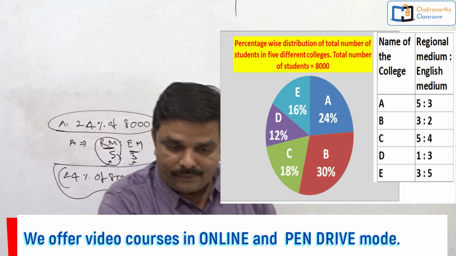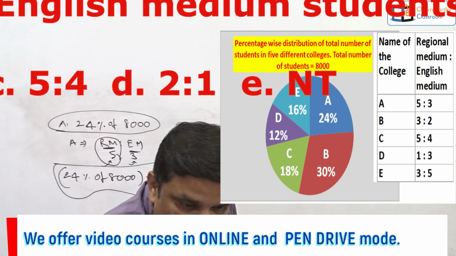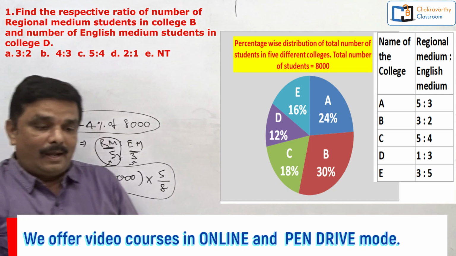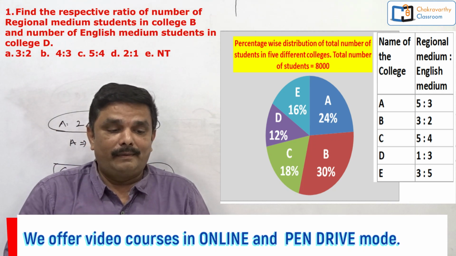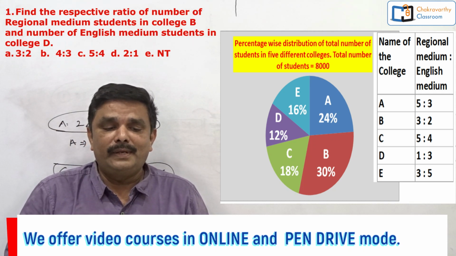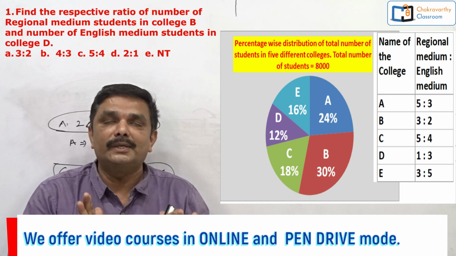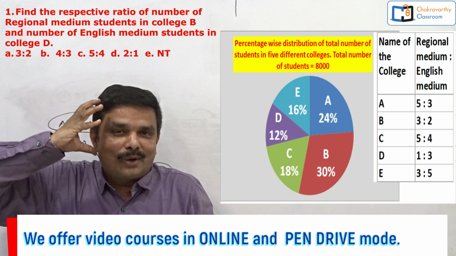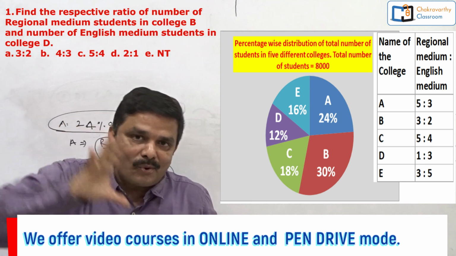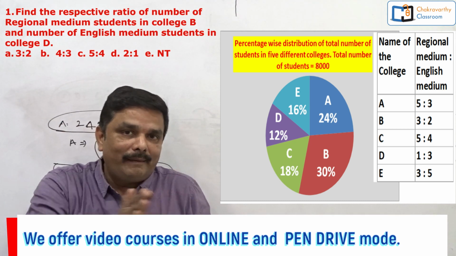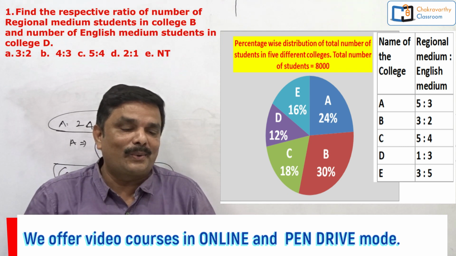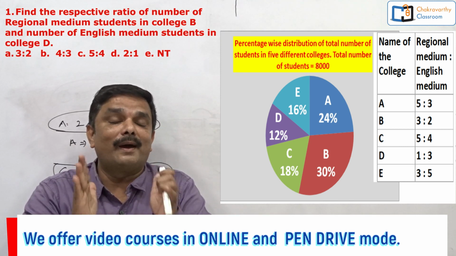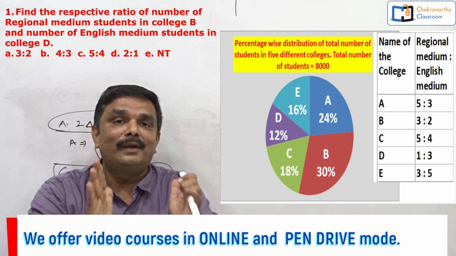Anyway, take the first question, students, how they have given. First one is, we just see the question there. Find the respective ratio of number of regional medium students in college B. While reading the question only, students, I am telling you, your complete mind, your complete focus should be on the question. While reading only, you have to analyze that one. How they have given: find the respective ratio. They are asking the question based on ratio.